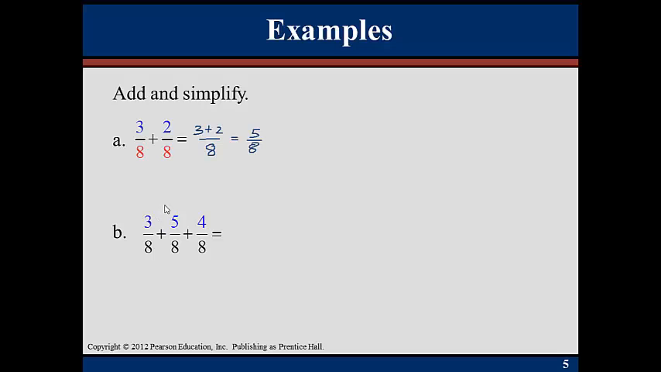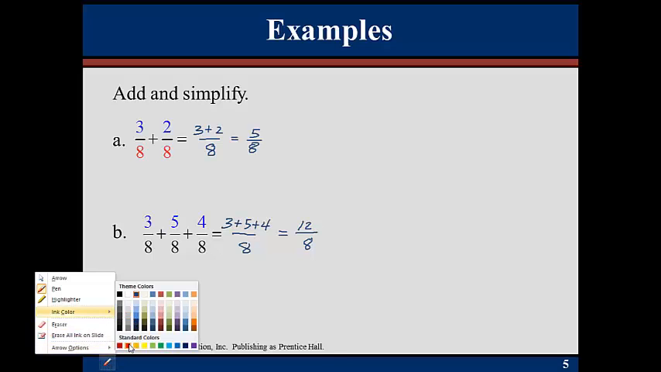In example B, we're adding 3 fractions. We have 3/8 plus 5/8 plus 4/8. 8 is the denominator, so keep the 8. And then add the top numbers. So 3 plus 5 plus 4, which is going to become 12 over 8.